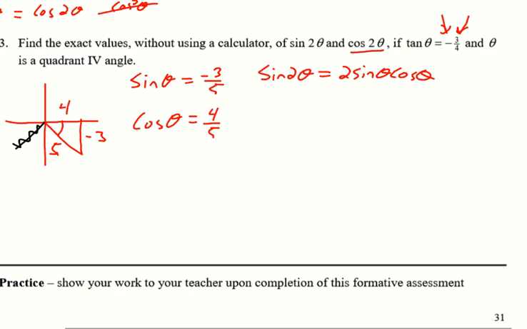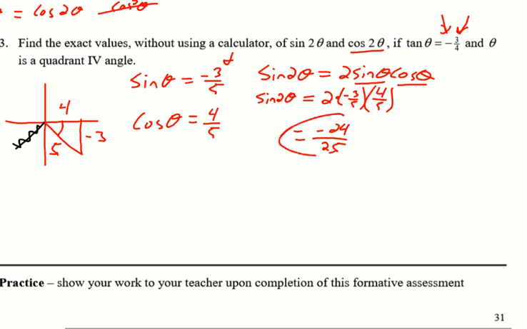All right, so I can figure out what sine 2 theta is, because I can actually plug these in now. I know what those are. So that's going to be 2 times sine theta, which we said was negative 3 over 5, and then cos theta was 4 over 5. If you figure that out, it ends up being negative 24 over 25. Okay, so there's that one.